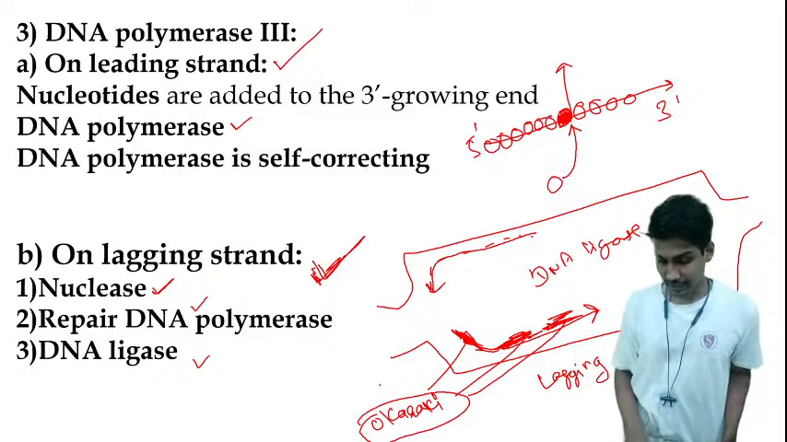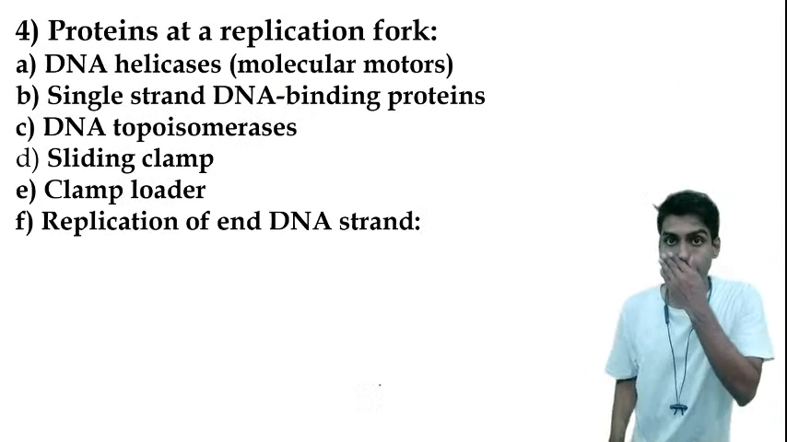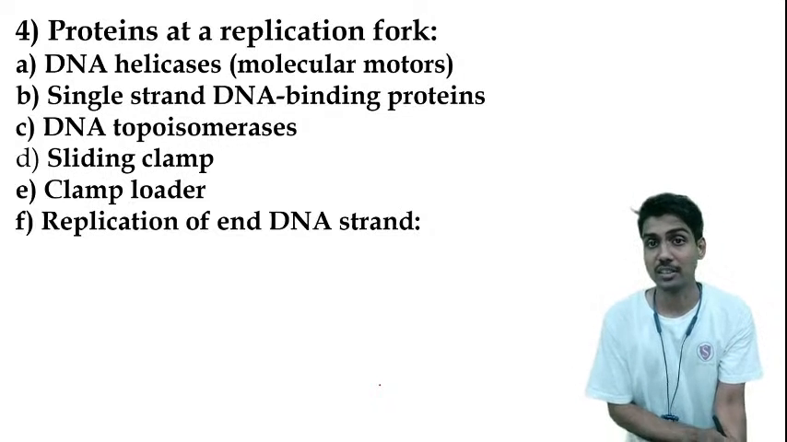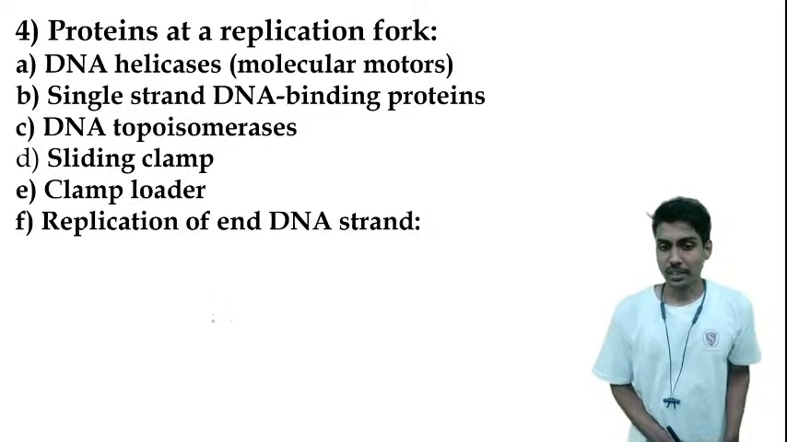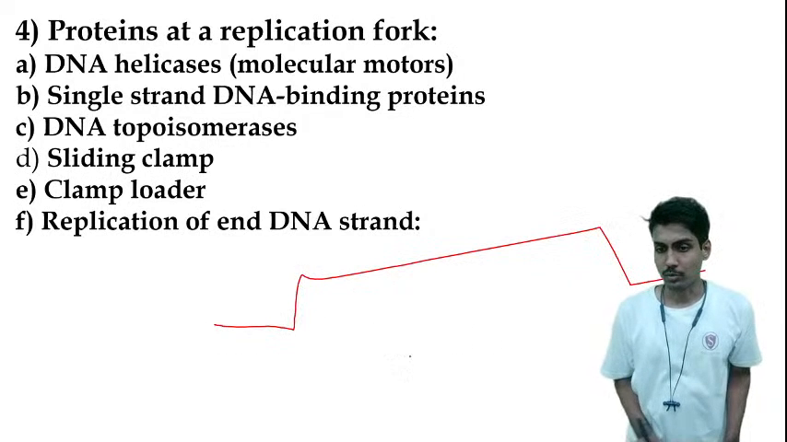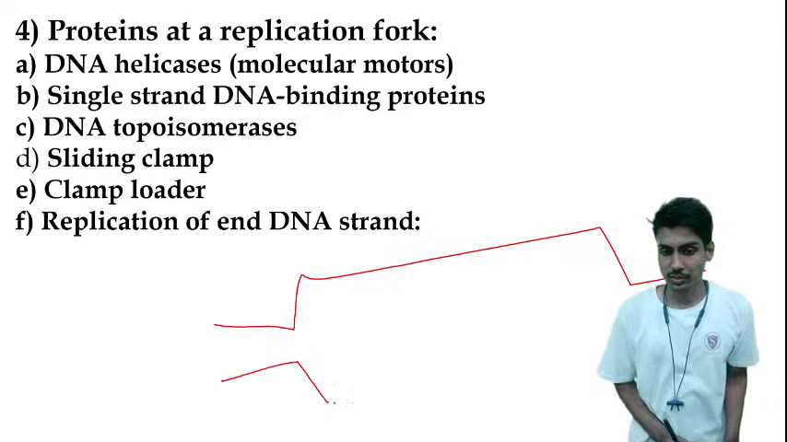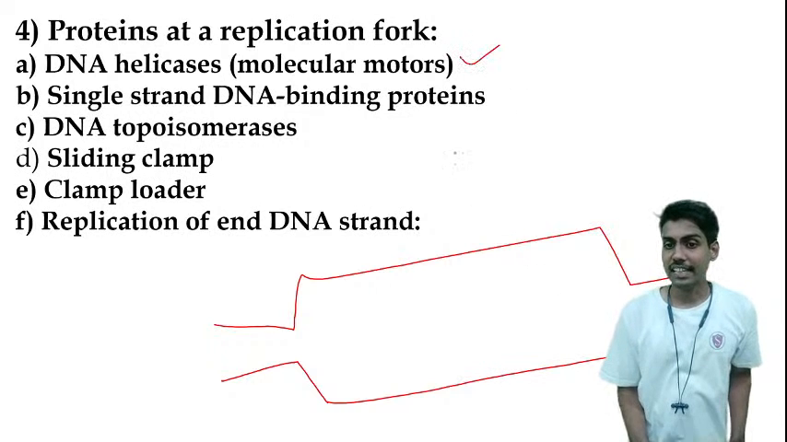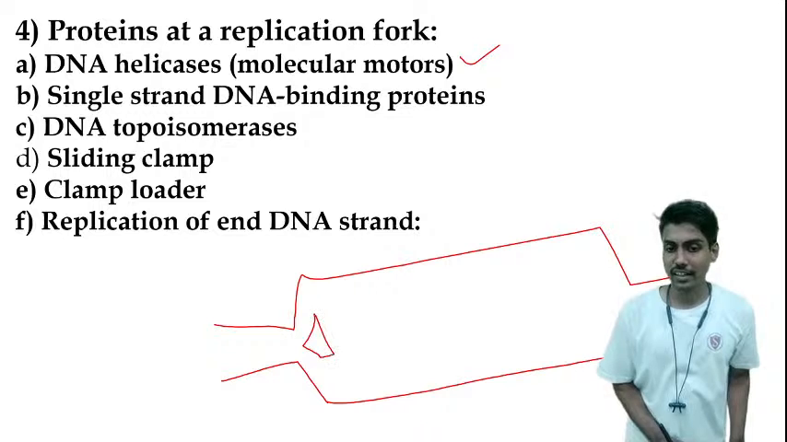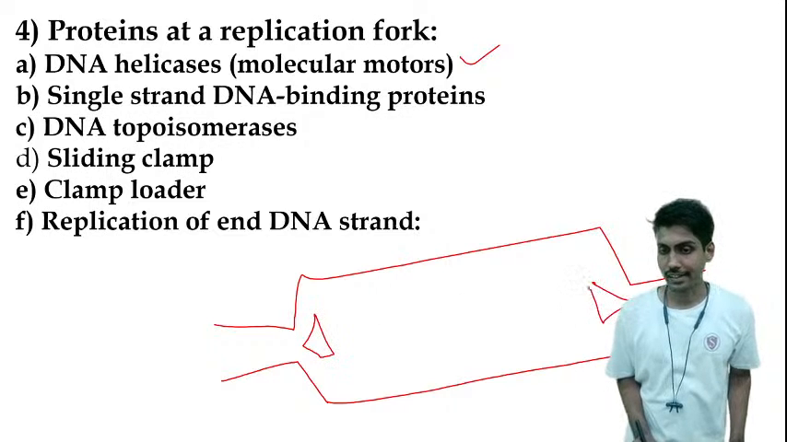The next part is the proteins which are acting at the replication fork. So let's see one by one. Now what is the replication fork? This is the replication fork. Let's see what are the proteins which are acting at this replication fork. The first one is DNA helicase, which is opening this entire replication fork.